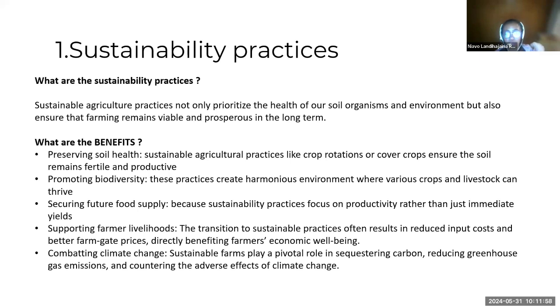Supporting farmer livelihoods, because it reduces input costs and gives better farm gate prices, where farmers can benefit directly. And finally, and the most important, it helps combat climate change, because sustainable farms play a pivotal role in sequestering carbon, reducing greenhouse gas emissions, and limiting the different effects of climate change.